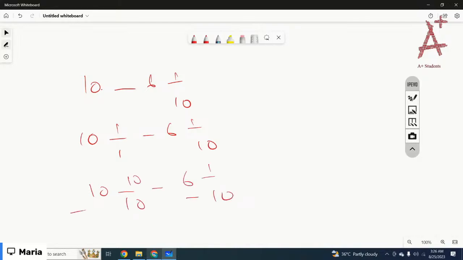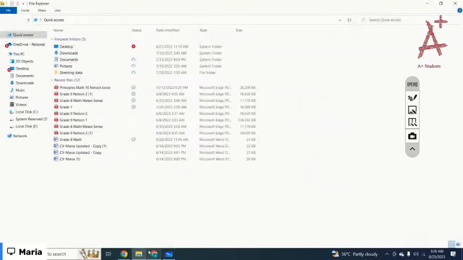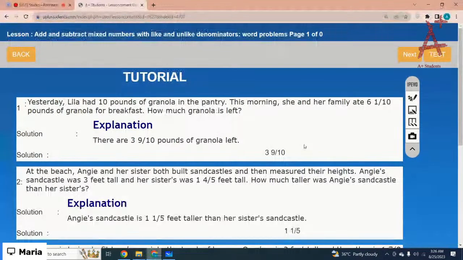Just subtract the whole number part. 10 minus 6 is 4, and 10 minus 1 is 9 over 10. It will be 4 whole 9 over 10. The correct option is 4 whole 9 over 10.